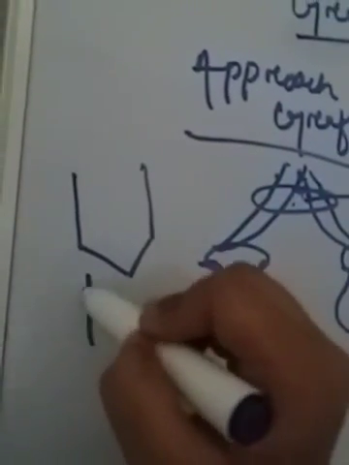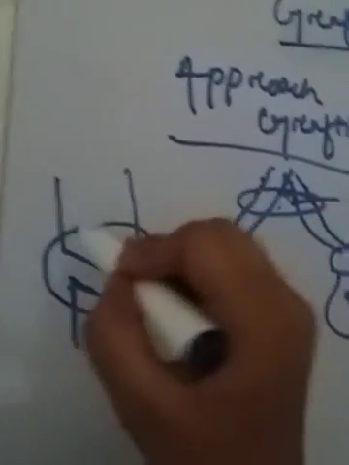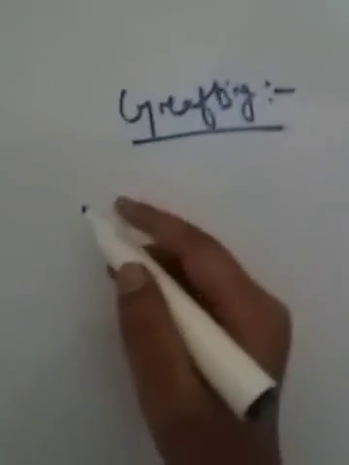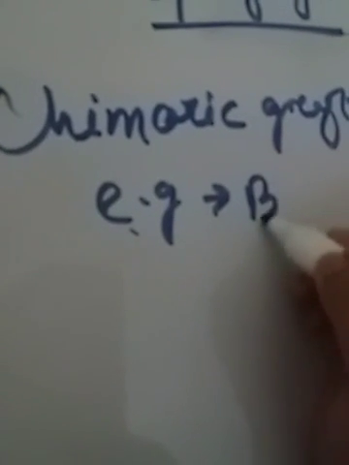In every kind of grafting, like tongue grafting, whip grafting, crown grafting, bud grafting, approach grafting, beeswax is used. Everywhere when you join the parts, beeswax is used. The last one is chimeric grafting. Nothing about it, just know its example. Its example is Bijaria orange.